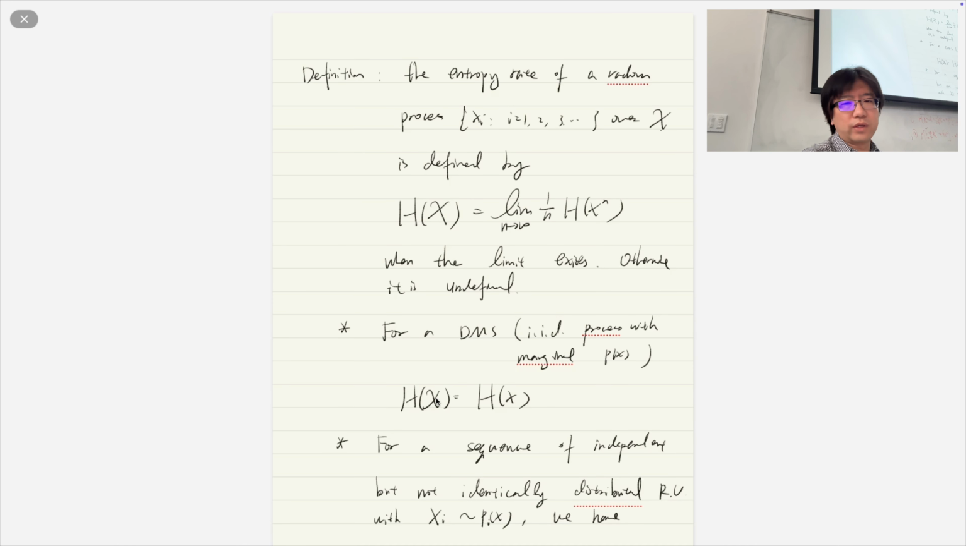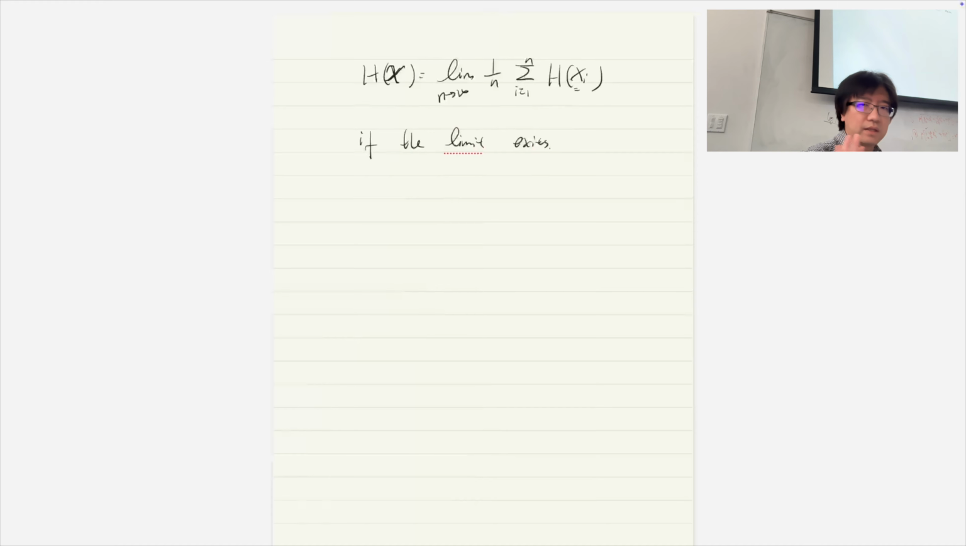So I just want to give you two examples of how to compute the entropy rate. One case is when there's a DMS source, and the other one is an independent but not identically distributed source. For both of them, it's easy because we can break this, so we can take this n out somehow, because they're independent. So that's basically it.